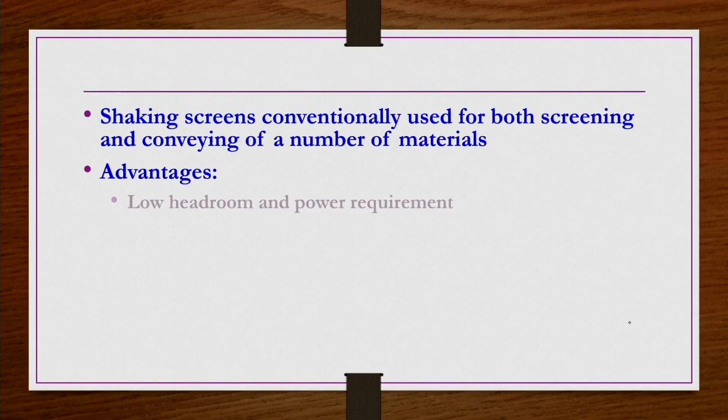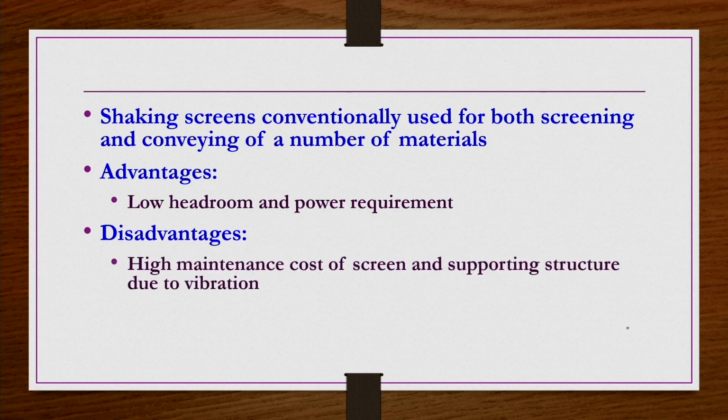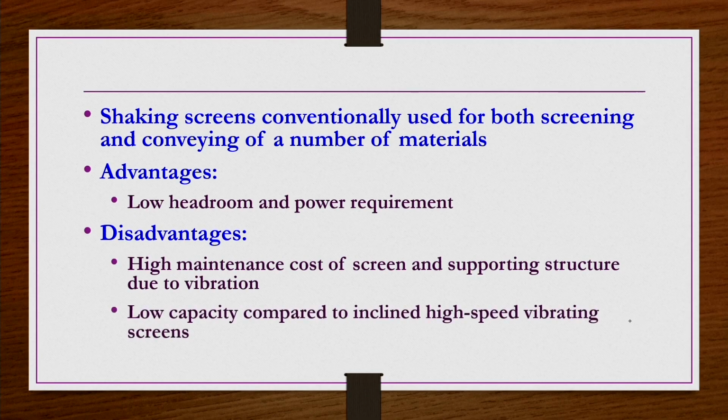They have the advantage of low headroom and power requirement, but they have several disadvantages, like high maintenance cost of the screen and supporting structure due to vibration. This is one of the big disadvantages, as well as the capacity being very low compared to inclined high speed vibrating screens. Vibrating screens' capacity is anyway high, but compared to that, the shaking screens' capacity is very much lower.